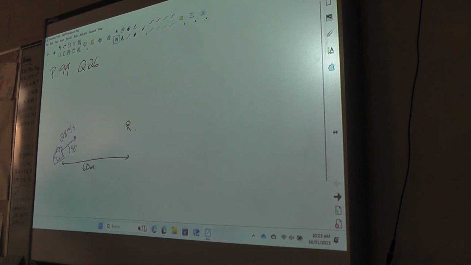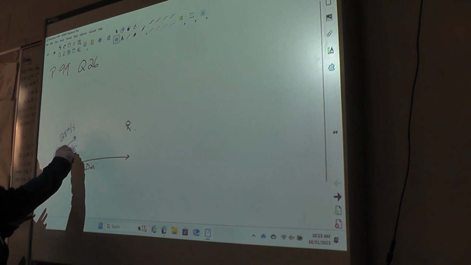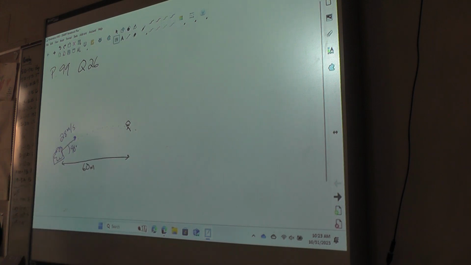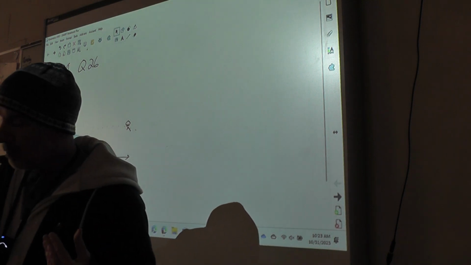Okay, what do we know? Speed, we know angle of launch, we know how far it goes horizontally. With that information, we can find the path that this projectile took, and we can figure everything else out from there. So that's all the information given in the problem.